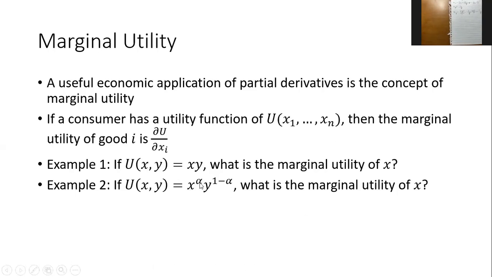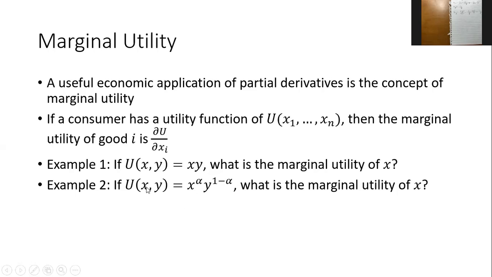You have x to the alpha here, correct? Would it be alpha times x to the alpha minus 1 times y to the 1 minus alpha? That's exactly right. You guys hopefully heard what he said. Alpha times x to the alpha minus 1 power times y to the 1 minus alpha. That's what the marginal utility of x would be. So this actually is a common utility function.